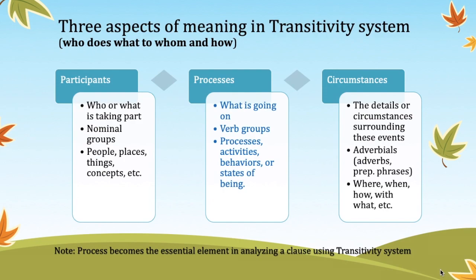Processes. They represent what is going on: verb groups, and processes, activities, behaviors, or states of being. Circumstances. They represent the details or circumstances surrounding these events: adverbials, adverbs, prepositional phrases, and where, when, how, with what, etc. In sum, process becomes the essential element in analyzing a clause using transitivity system.